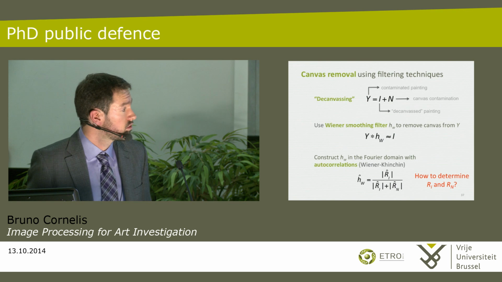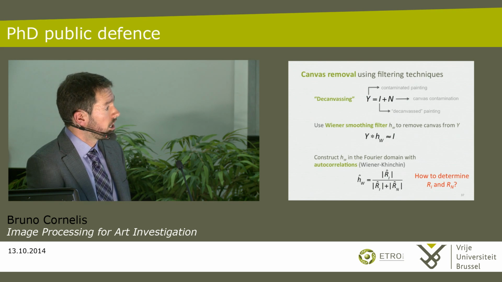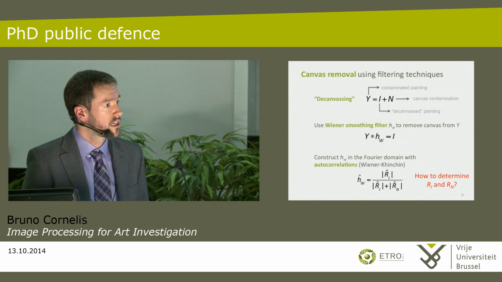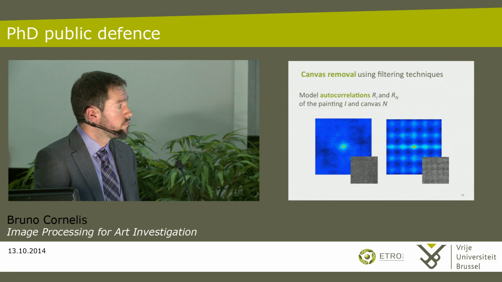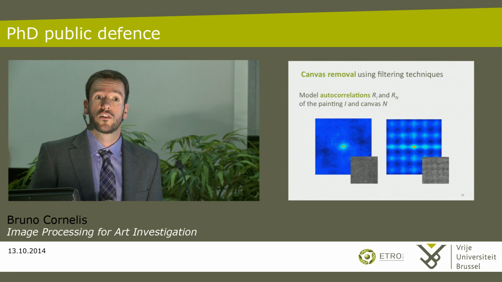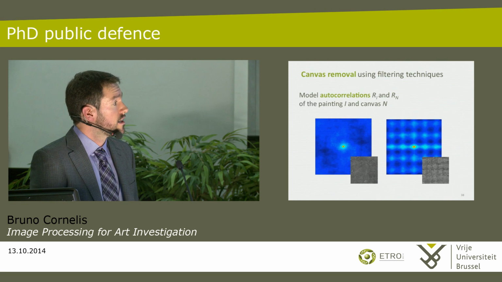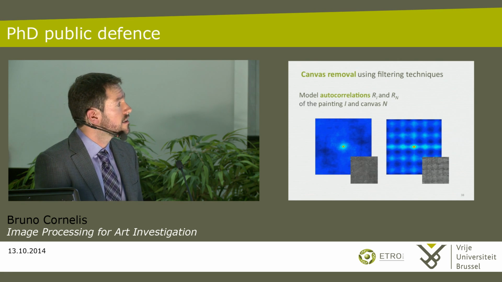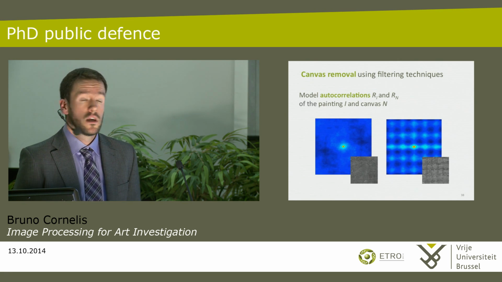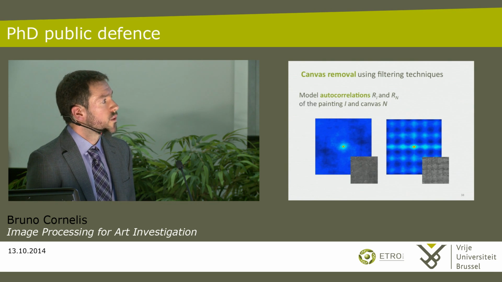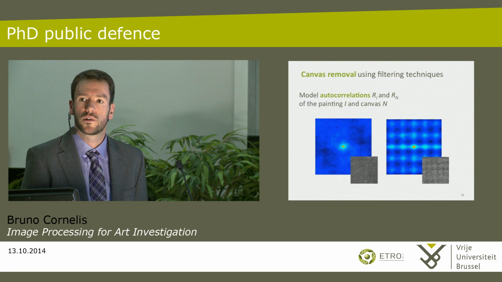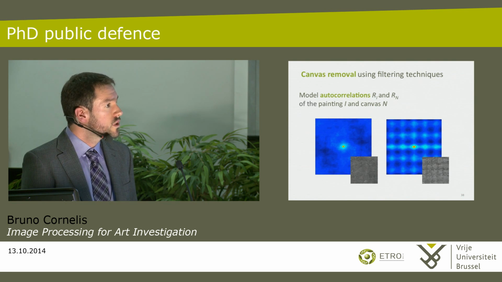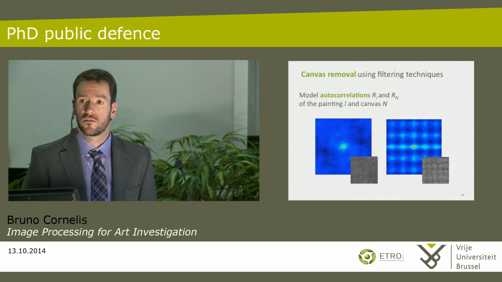So how do we determine these autocorrelations of, on one hand, our canvas-free painting, and on the other hand, that one of our canvas contamination? Well, we decided to extract a patch of the painting, so a little part of the painting that doesn't contain canvas, and one that does contain canvas, and we calculated the autocorrelations for both of them. Now you can see that the autocorrelation on the right contains a very strong periodic component that is not present in the autocorrelation on the left. This can only be the attribution of the canvas itself.